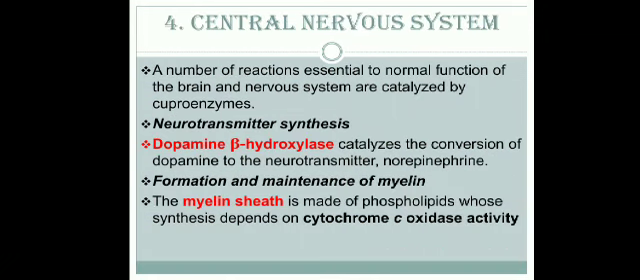Now, its role in the central nervous system. A number of reactions essential to the normal functioning of the brain and nervous system are catalyzed by the cuproenzymes. These processes include, first, neurotransmitter synthesis, and the second, the formation and maintenance of the myelin. Neurotransmitter synthesis includes the dopamine beta hydroxylase enzyme.